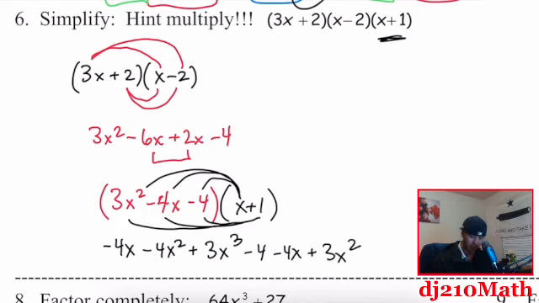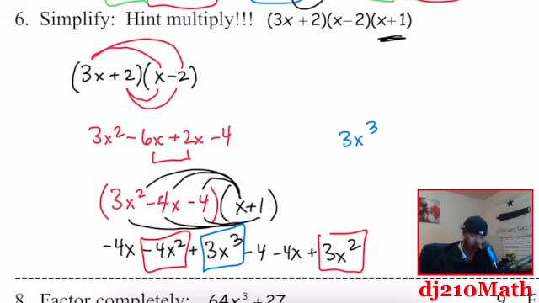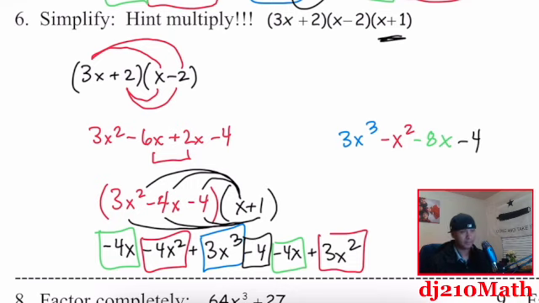And then combine like terms. So the largest degree, 3x cubed, x squared, negative 4 plus 3, negative x squared. The x's, negative 4. That's nice. Negative 8. And then the constant. All right.